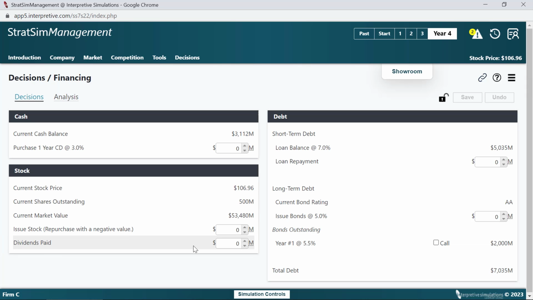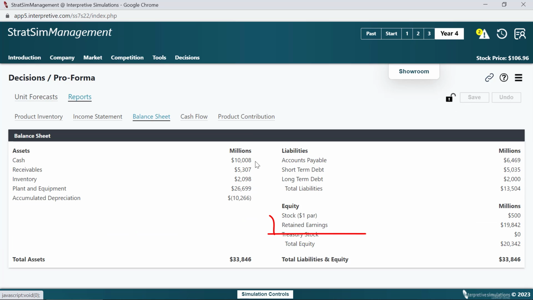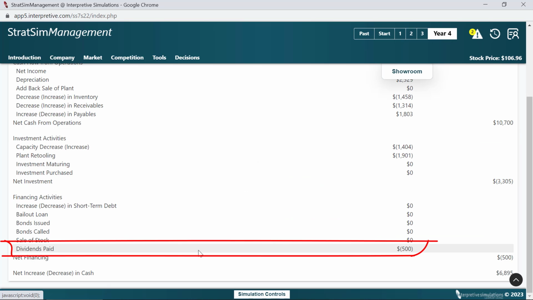You can also pay a dividend if you'd like by putting a number into this field. Let's pay a $500 million dividend. This will take the money from cash on the pro forma balance sheet, and it will be balanced by a reduction in retained earnings. And the pro forma cash flow statement now shows the $500 as dividends paid this year.